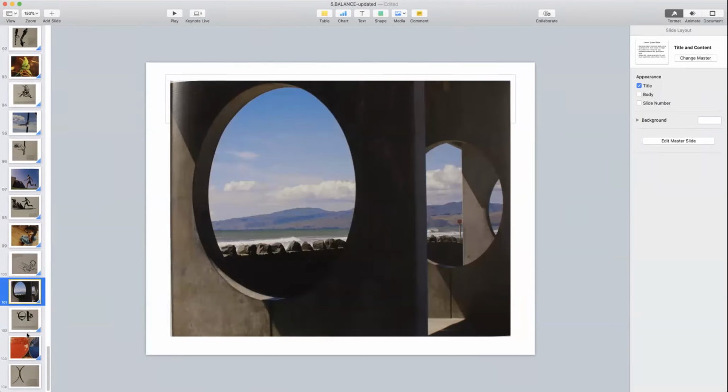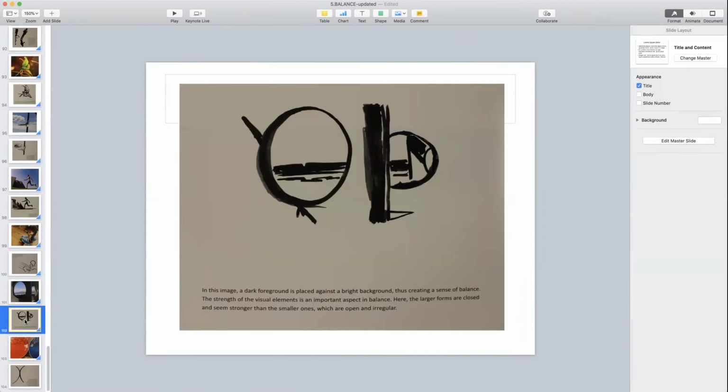Now you look at this photograph. So big circle, small circle, and then there is an ellipse, which is the intersection of the two circles. And then the background, you can see the cloud and all these kind of a thing. So in this image, a dark background is placed against a bright background, thus creating a sense of balance.